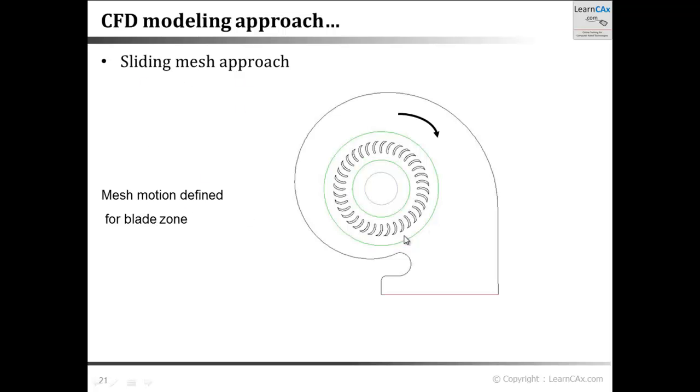This is the first approach, the MRF approach, whereas in the second approach, the sliding mesh approach, the blades are actually moving. The mesh is also rotating with the rotational speed of the blades. We define a region around the blades called the moving zone, and the blade motion is captured by the motion of the mesh. The interface between the stationary and the rotating mesh is the sliding interface. In the MRF approach, there is no mesh movement, whereas in the sliding mesh approach, the mesh is moving with the rotational speed of the blades.